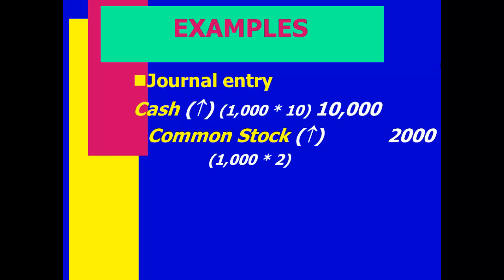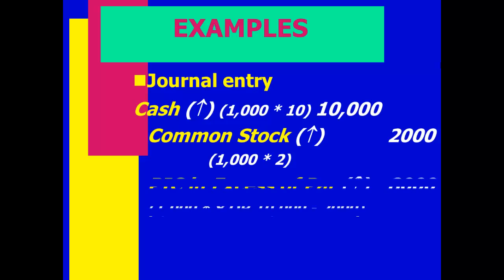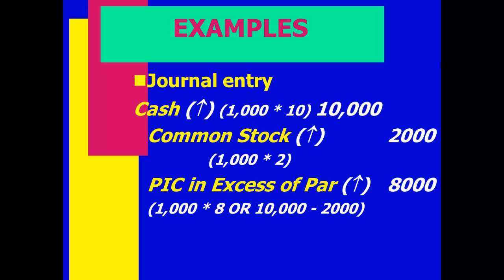That doesn't balance. To make it balance, I need another credit for $8,000, and that goes to our new account called Paid in Capital, PIC, in excess of par. Now there are two ways to figure that amount. One is you could say I get $10,000 for it, subtract the $2,000 par value, and that will give me my $8,000. The other way is to take the $8 excess per share times the 1,000 shares, gives you $8,000 also. Either way is fine, they're going to give you the same answer.